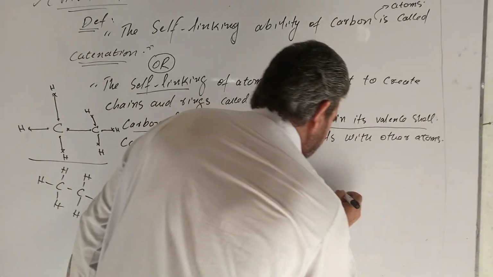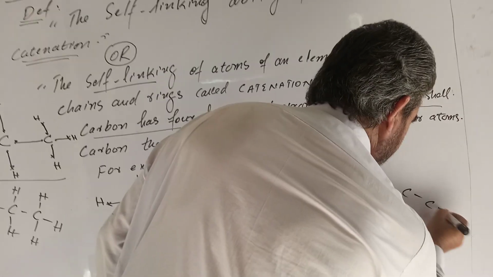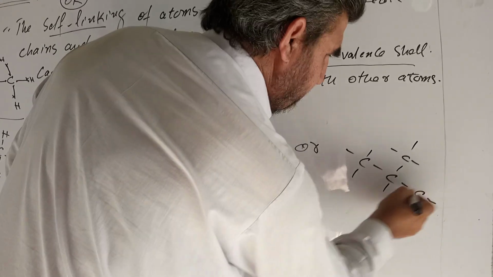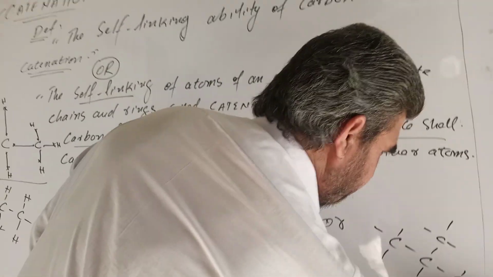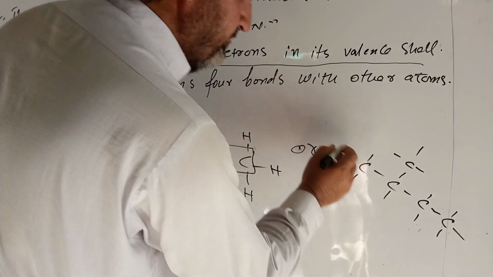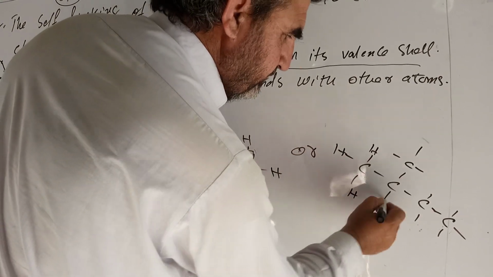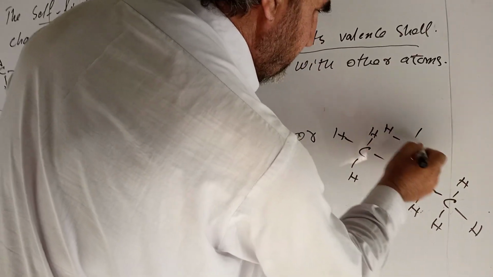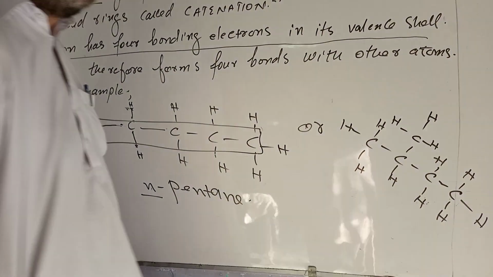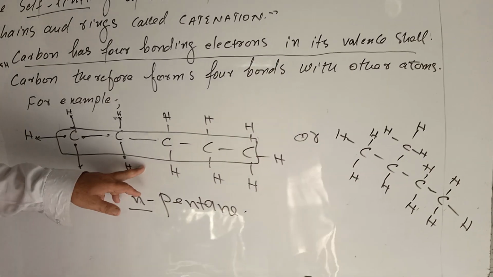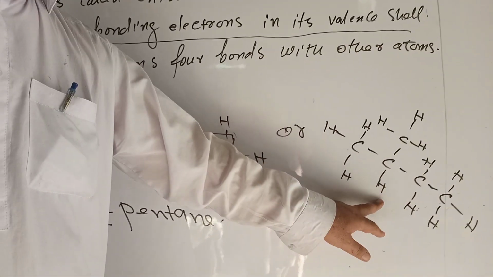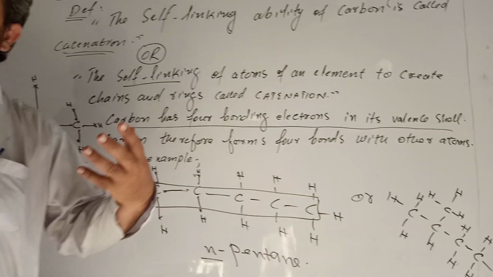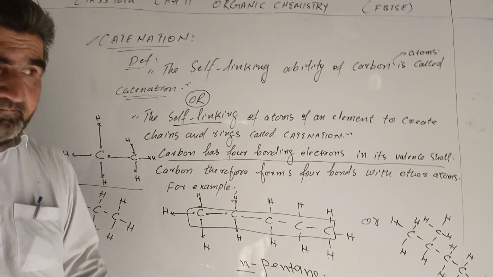We can also write it in the form just like this. One, two, three, four, 5. This is in the form of a branch. You see that this is the normal one, and this is in the form of a branch. So carbon also forms ring compounds, chain compounds, compounds in the form of branches and much more.